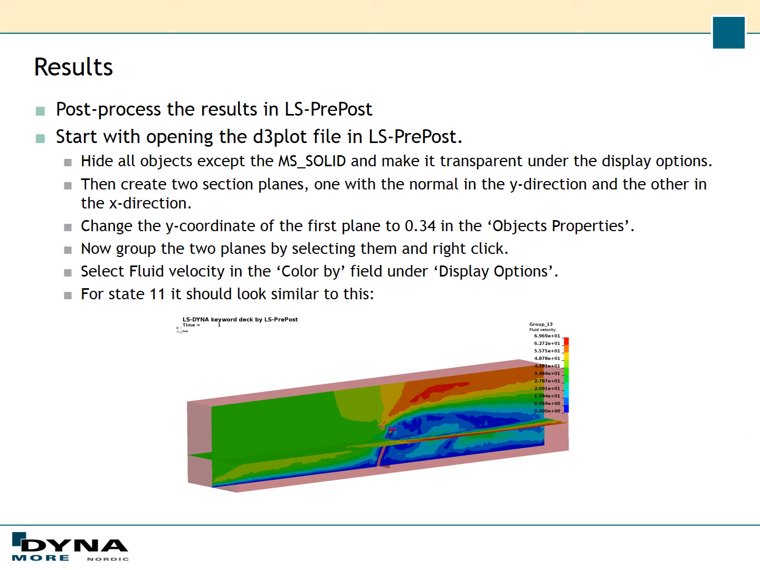And then hold Control and click on both section planes, and right click and select group, and then select the group, and under the display options select fluid velocity in the color by field. So for state 11 it should look similar to this. So we get the fluid velocity on both section planes, and we get one legend combined for these two section planes.